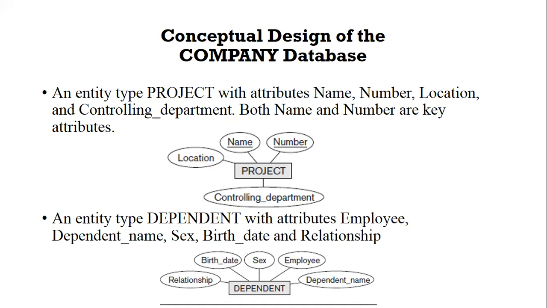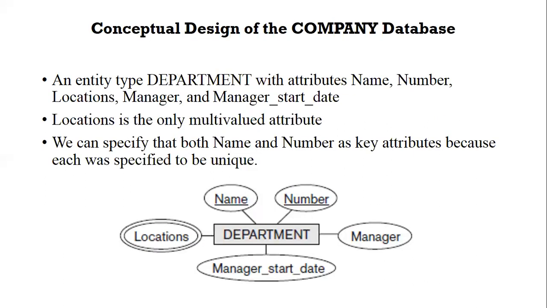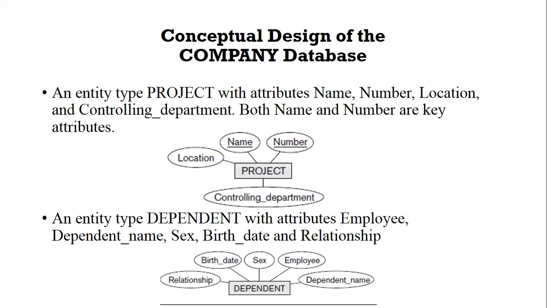These are some other examples of the conceptual design of the company database. Previously we discussed the department entity. Here we are discussing the project entity. Here also several attributes are there: name, number, location, and controlling department. Again, name and number will be the key attributes. Here, location is not a multi-valued attribute. The meaning is that the project is done in a single location.